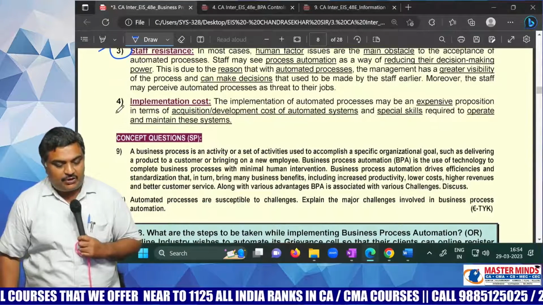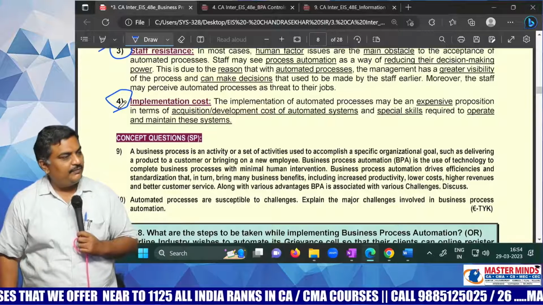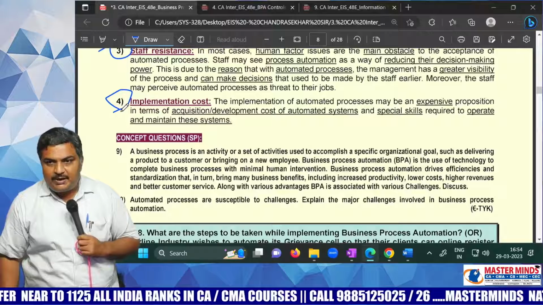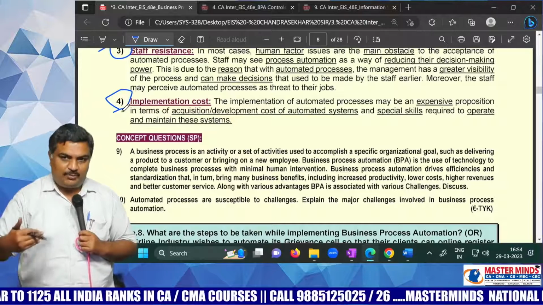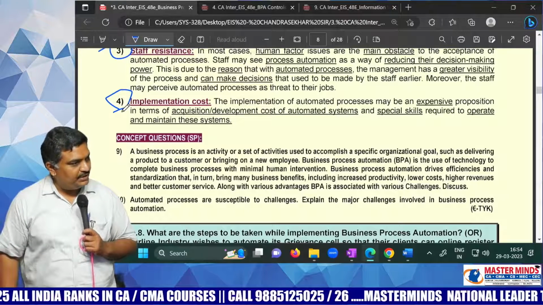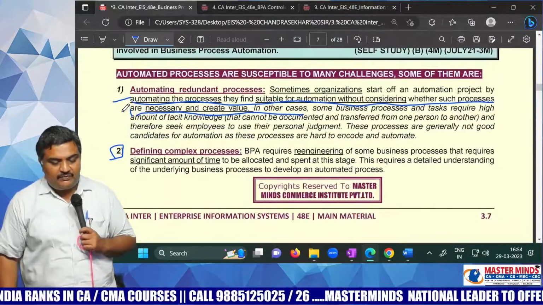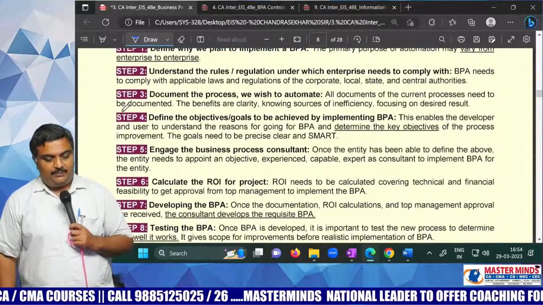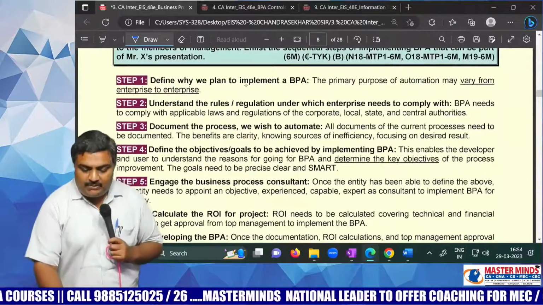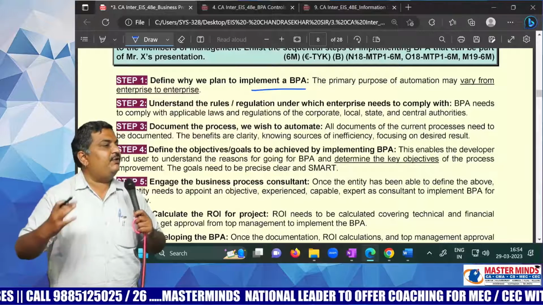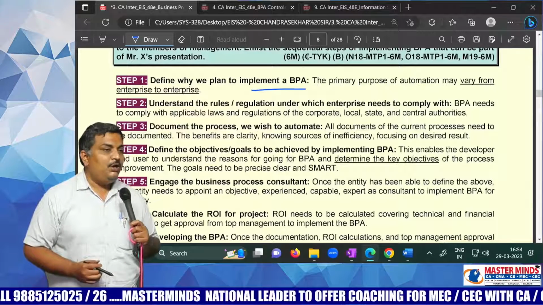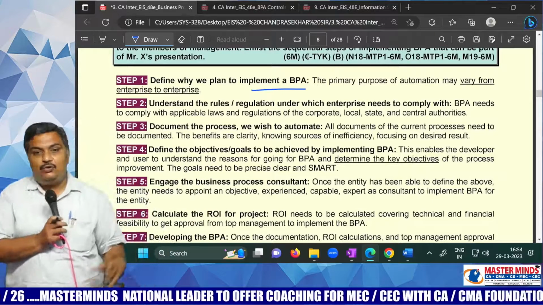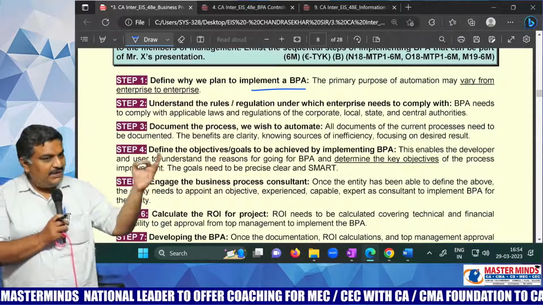And implementation cost. You know, for some technologies, the cost will be very high. So now the company may not be in a position to spend that much amount for automation. At that time also we will stop automation. So these are the 4 situations where we will not go for automation. Now, what are the steps in automation? Define why we plan to implement BPA. First, you need to have an idea why you want to go for business process automation. Don't tell silly reasons like, you know, I have seen in America, I want to do the same thing in India, in Guntur. No. There should be a clear purpose and objective.